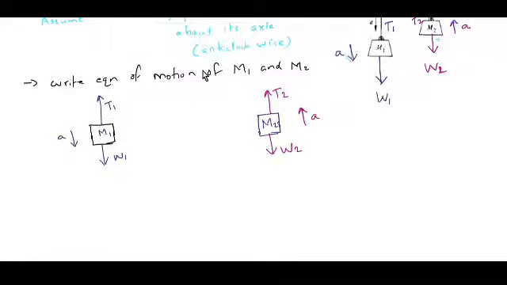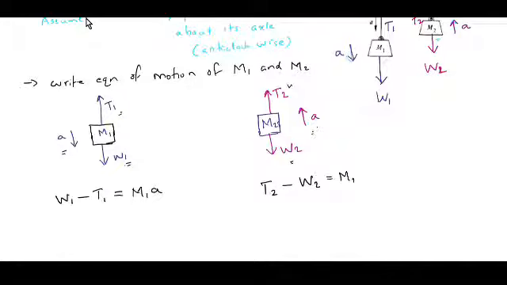Now you can write the equation of motion. The W1 weight is acting along the direction of the acceleration, therefore put a positive sign, and the tension is opposite to the acceleration, so put minus T1, is equal to m1 into a. For mass 2, the weight is opposed to the acceleration, but the T2 has the same direction as that of acceleration. Put T2 as a positive sign. Then W2 minus ... m2a.